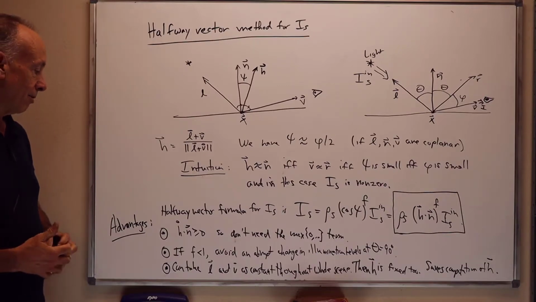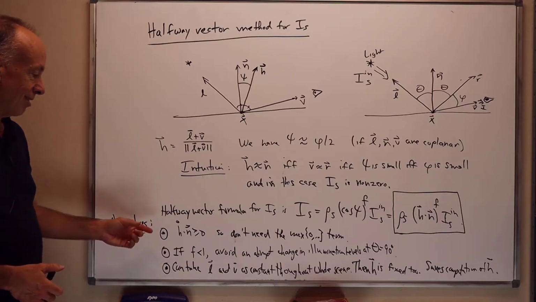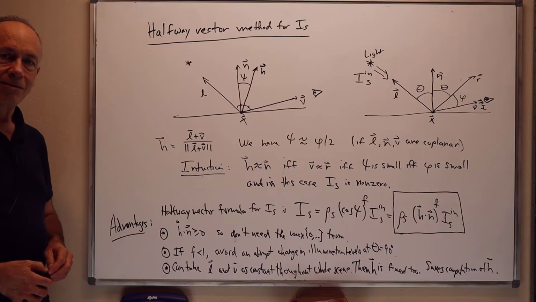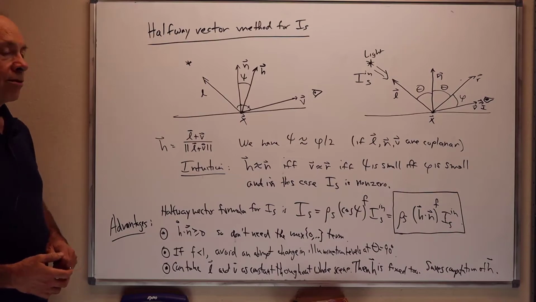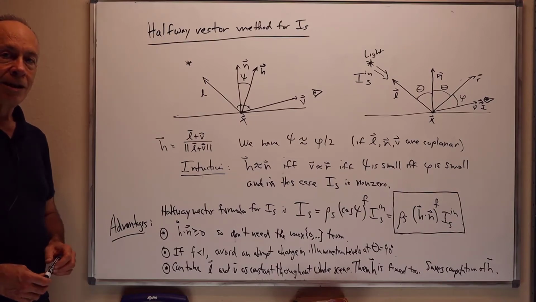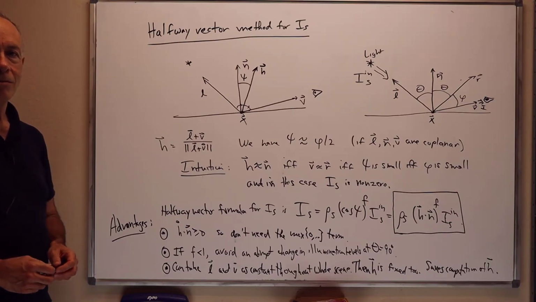Nonetheless, the H vector is widely used, if nothing else, just for reason one: it saves a little bit of checking for whether or not something is less than or equal to 0. So that's the computation of I sub s for Phong lighting, and the end of this presentation. Thank you very much.